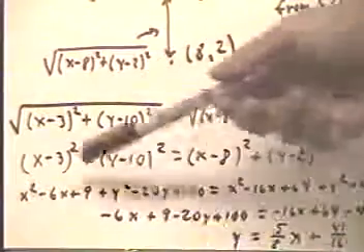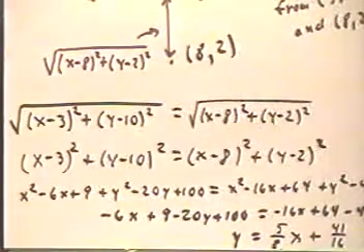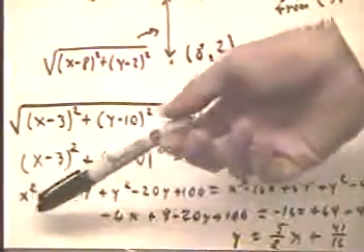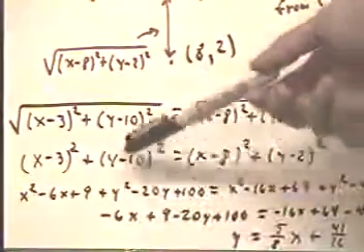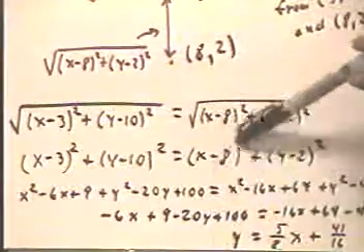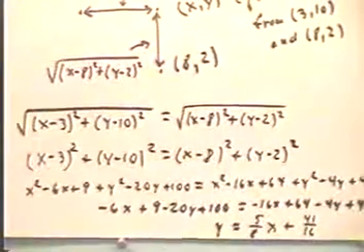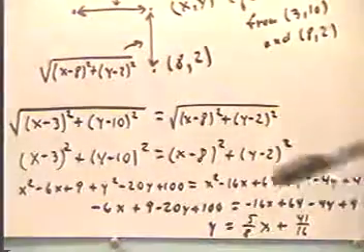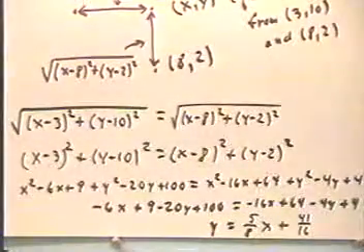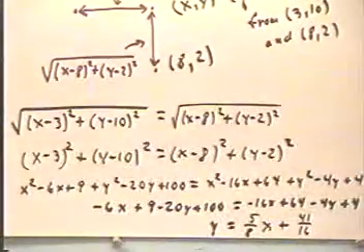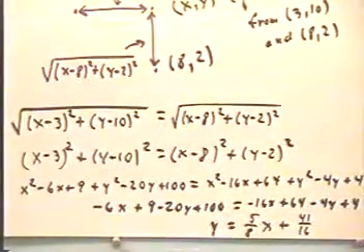We can then expand these binomial squares in the obvious manner. x minus 3 squared is x squared minus 6x plus 9. We do the same with the y minus 10 squared and this square and this square. And what we get, and you should verify this as always, is this equation here. Now that looks pretty intimidating. It looks pretty fearsome because it's got all those squares and everything else.